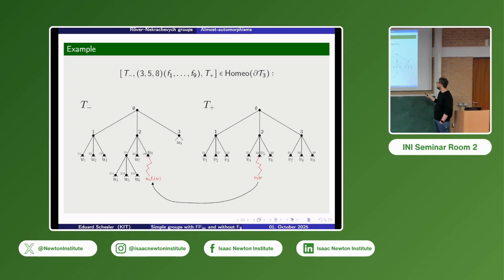We consider some word in the boundary of T plus. It starts with 2 and then 2, 2, and then here we have an enumeration of the vertices. Here, this is V5. And then we add to it something infinite. This is W. And if we want to apply this almost automorphism, we first have to apply F5 to W. We replace V by U, and then we apply the permutation part here to 5, so we get 8.